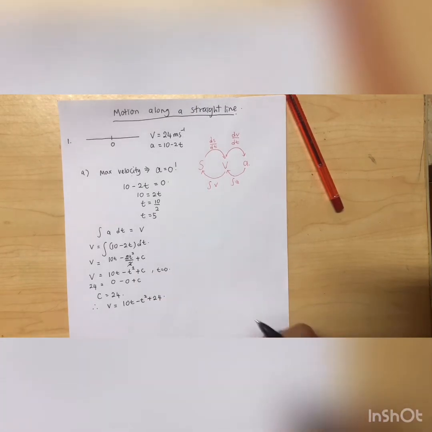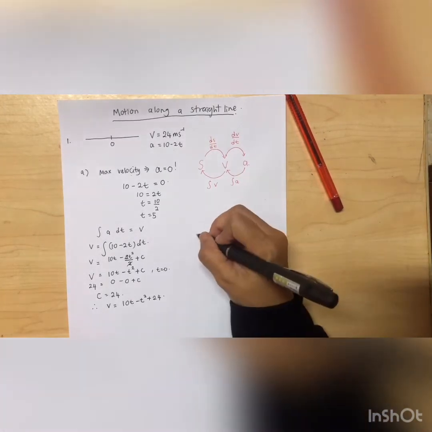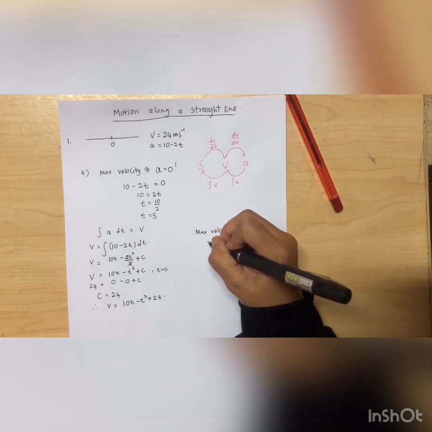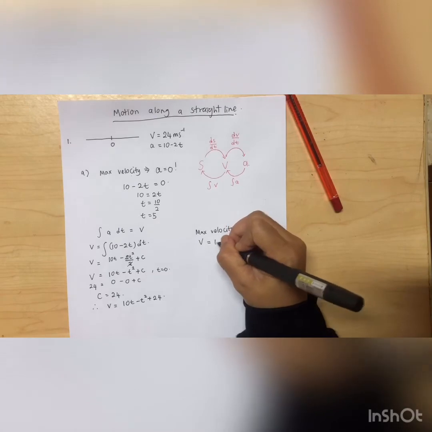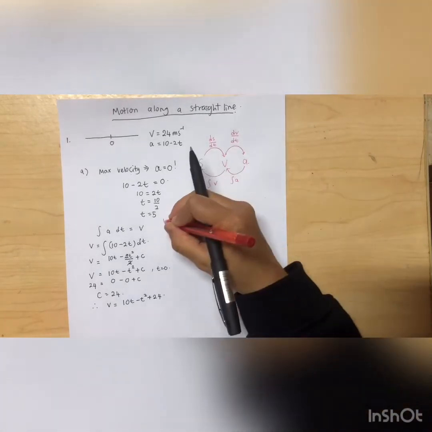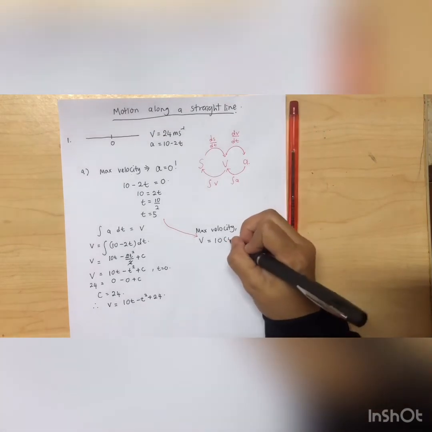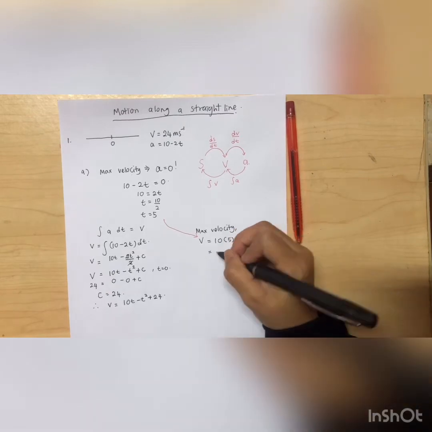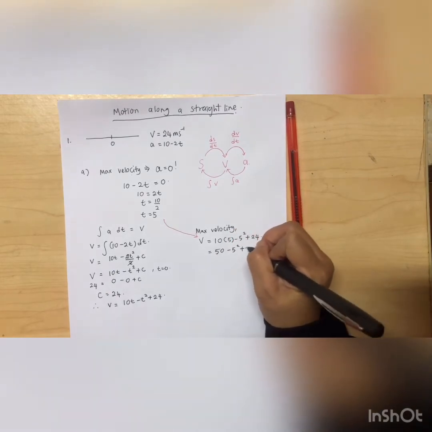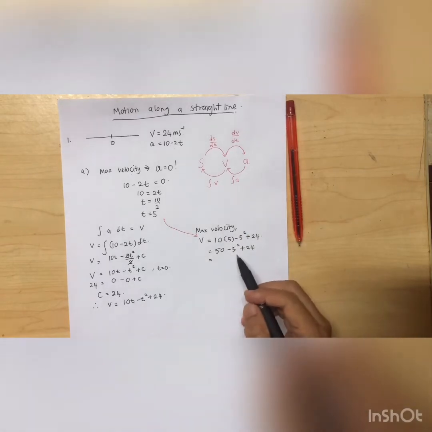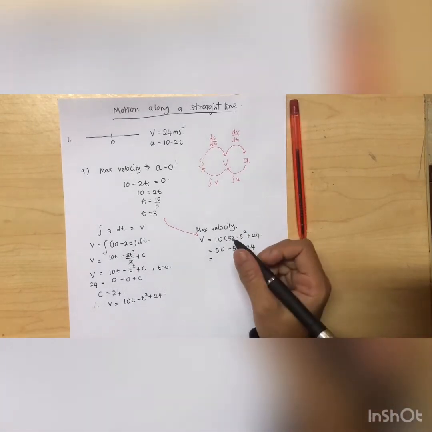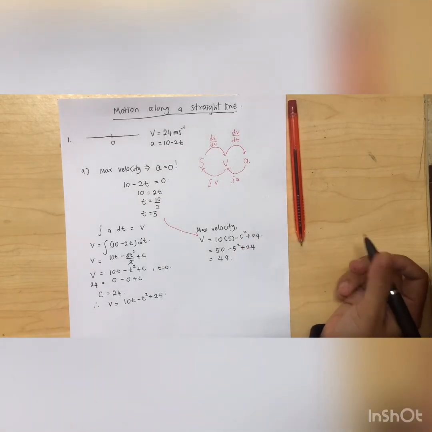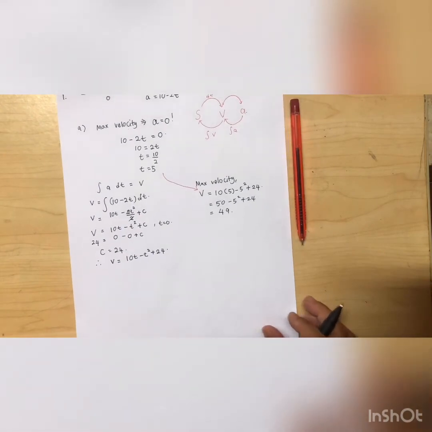So can we get our maximum velocity? Of course. Our maximum velocity is, putting t equals 5 inside the formula, 10 times 5 minus 5 squared plus 24. This equals 50 minus 5 squared plus 24, and if you calculate with your calculator, you get v equals 49. So that's question 1A.